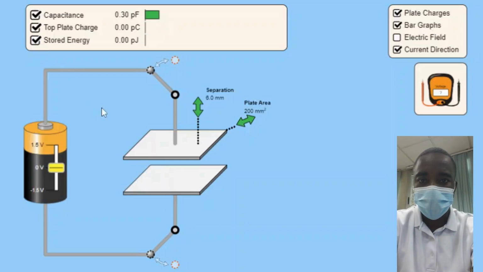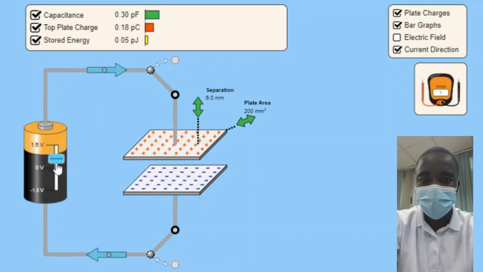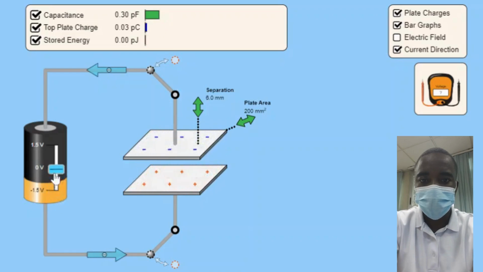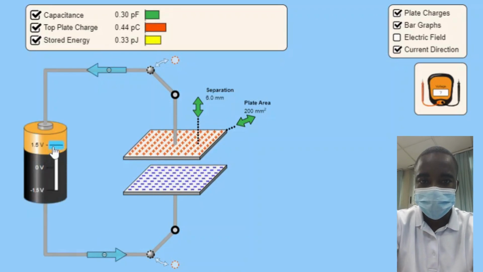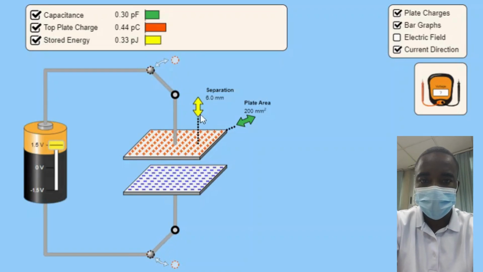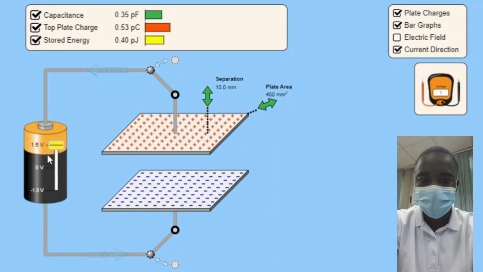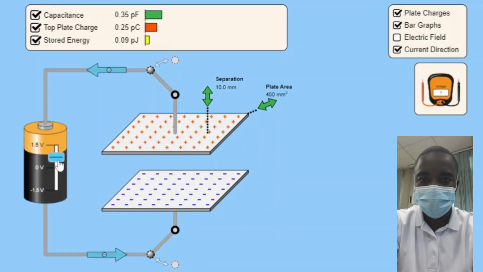The Capacitor Simulation is an interactive educational tool designed to help students explore and understand the principles of capacitors and their behavior in electrical circuits. By providing a hands-on approach to investigating the relationship between capacitance, plate separation, and plate area, the simulation offers a comprehensive learning experience that covers fundamental concepts in physics and electrical engineering.